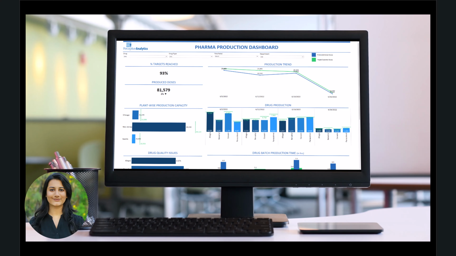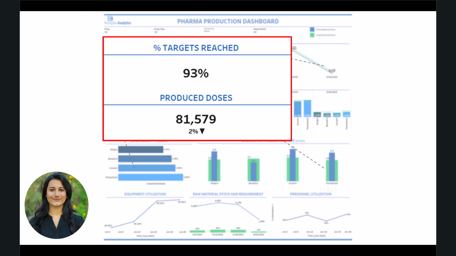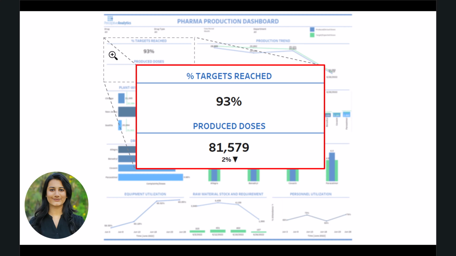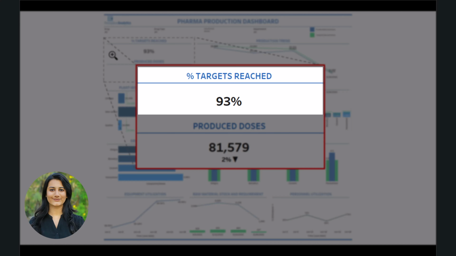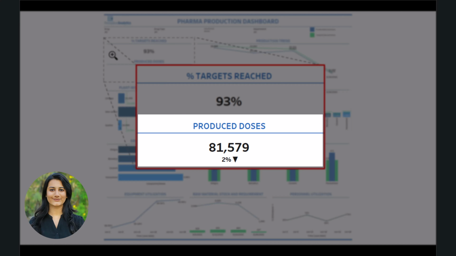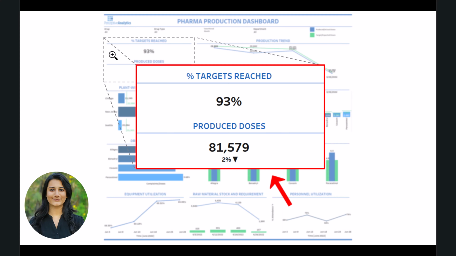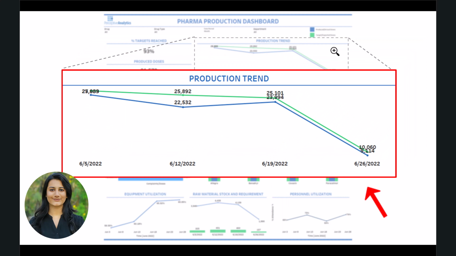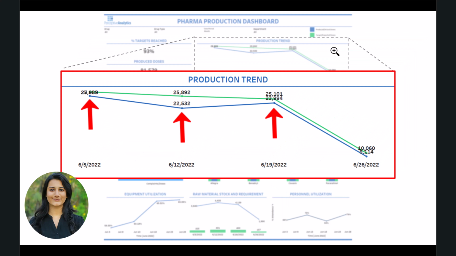Now, let's have a quick look at how this tool works. At the top, we have two high-level KPIs, percentage target reached and total doses produced. These give us an immediate sense of overall production output and how close we are to meeting weekly targets. To the right of that, we have the production trend chart. This shows how production levels are tracking week by week compared to expected targets.